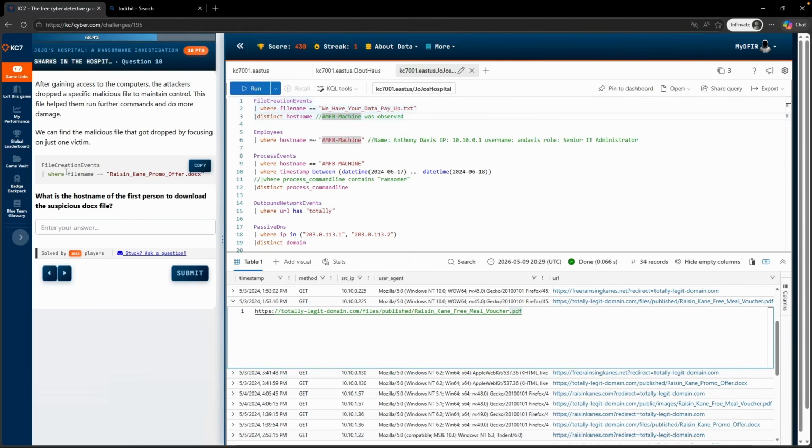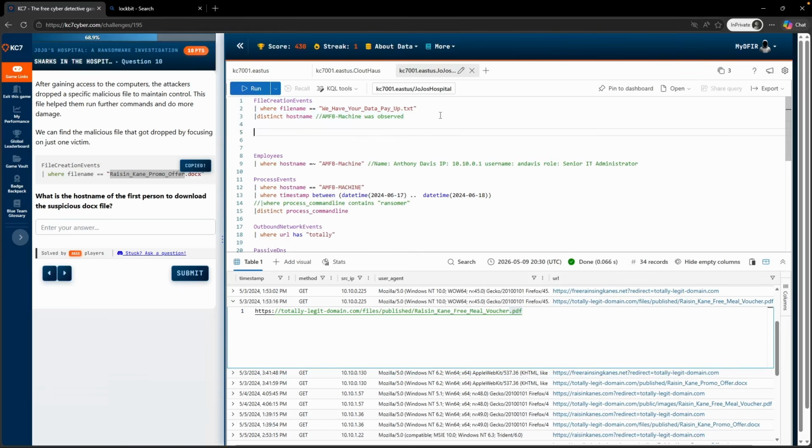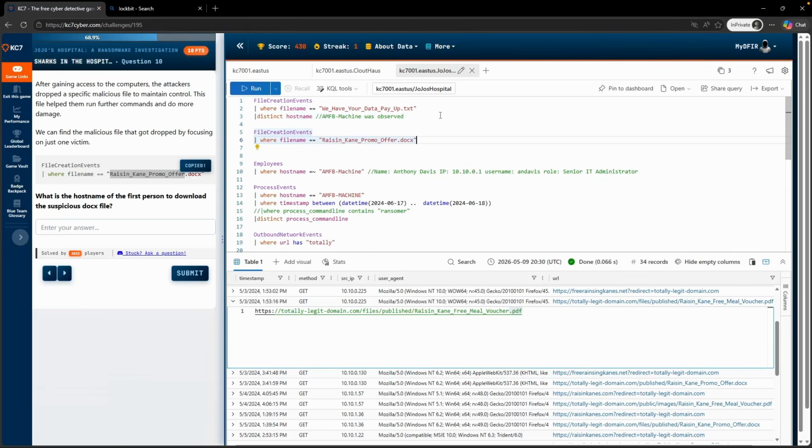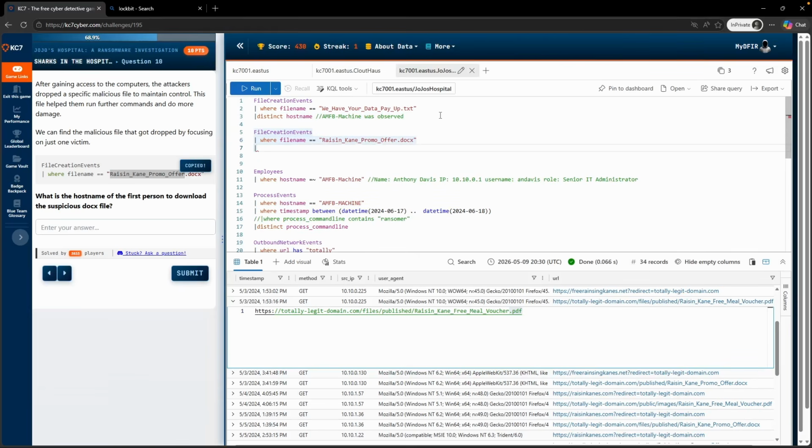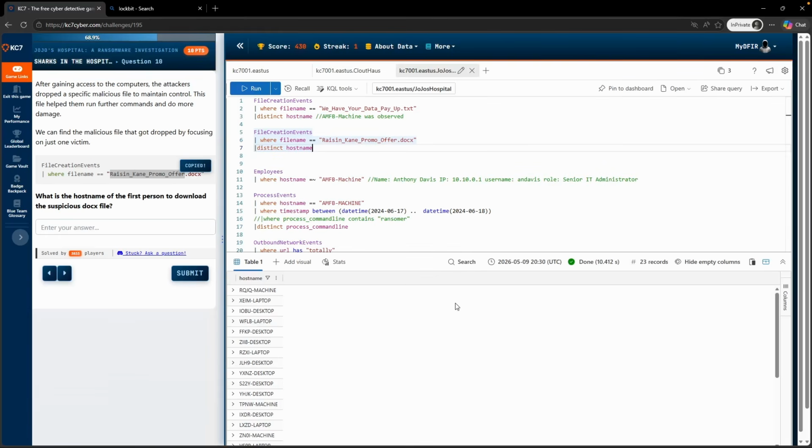Taking a look at the query provided by KC7, it instructs us to go into the file creation events, looking at where the file name equals the docx file. Since we already got some experience by typing it out, I am just simply going to copy and paste it. And because we are only looking for the hostname, why don't we do a distinct hostname? And wow, take a look at that. We have 23 records. But the question is asking for the first person to download the suspicious file.